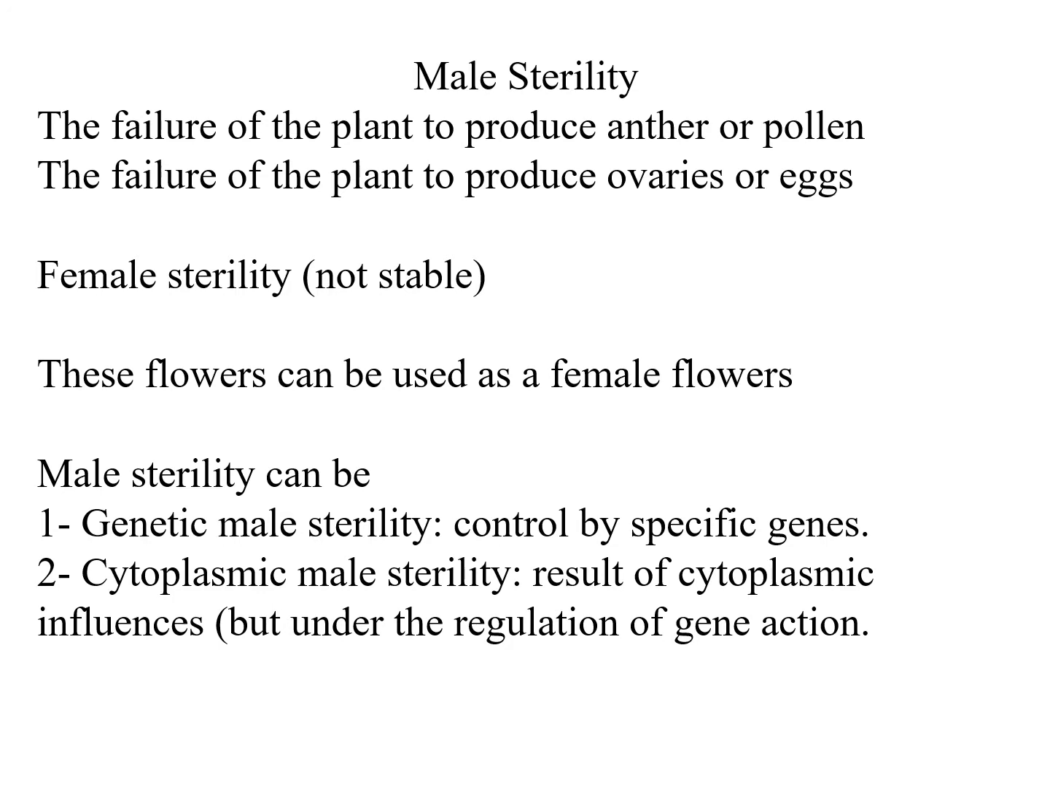as female flowers. Male sterility can be caused by two types or by two means. First of all, it can be directly affected or controlled by specific genes, and in this case we call it genetic male sterility. Or sometimes it is indirectly regulated by gene action, where directly the factors are found in the cytoplasm, and we call it cytoplasmic male sterility. So we have the genetic male sterility, which is controlled by certain genes, and cytoplasmic male sterility, which came from cytoplasmic influence, but it is originally under the control of regular genes.